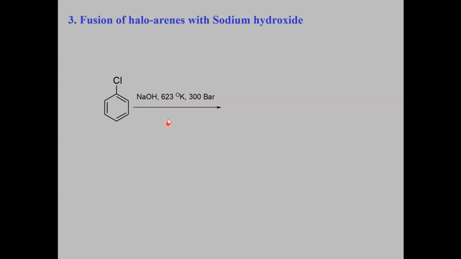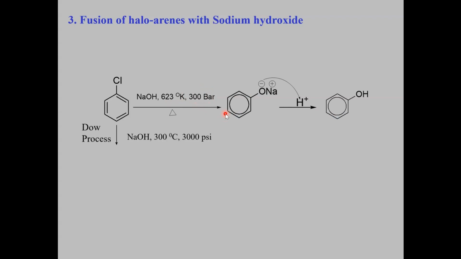Thus, we need temperature and also high pressure, 300 bar pressure. Heat it, I'll get sodium phenoxide. Upon hydrolysis, I'll get the corresponding phenol. This is an industrial process which is used for the preparation of phenols, called Dow's process. Here we treat with sodium hydroxide at 300 degrees centigrade and 3000 pounds per square inch pressure. I'll get the corresponding phenol.